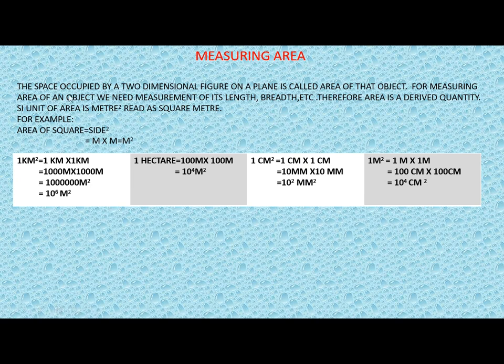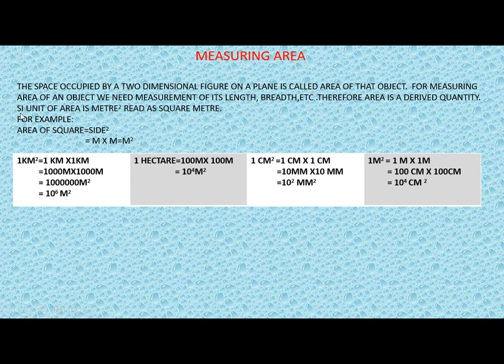And for measuring the area of an object, we need measurements of its length, breadth, etc. You must know that if you want to find out the area of a square, it is side squared, or the area of a rectangle is length into breadth. So to measure area, we need several other quantities. That is why area is a derived quantity. Before, I have taught you what is a fundamental quantity and what is a derived quantity. Derived quantities are those quantities which depend on fundamental quantities. So here you can see that area is dependent on fundamental quantities, that is length, breadth, etc.